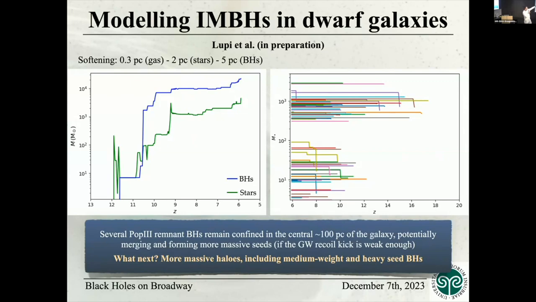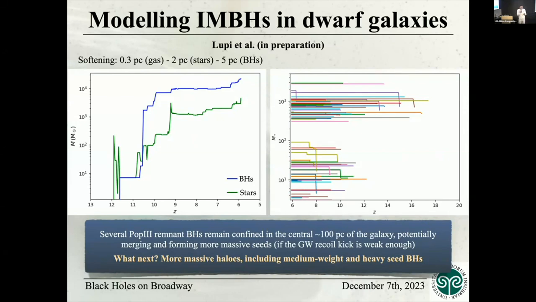remnants. And you can see here the total mass in the galaxy. You can see that at these early stages, most of the mass is in black holes. 10⁴ solar masses is in black holes, and only 10³ solar masses is in stars. And there are many black holes around 10³ solar masses.